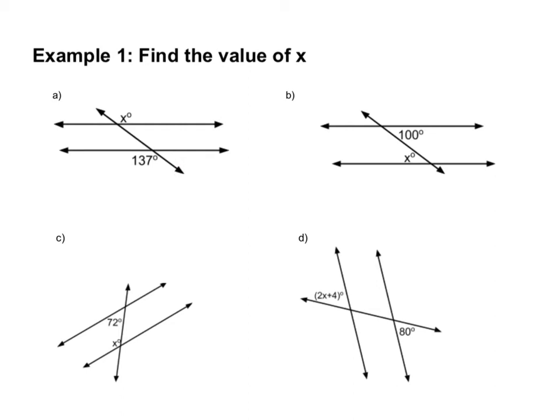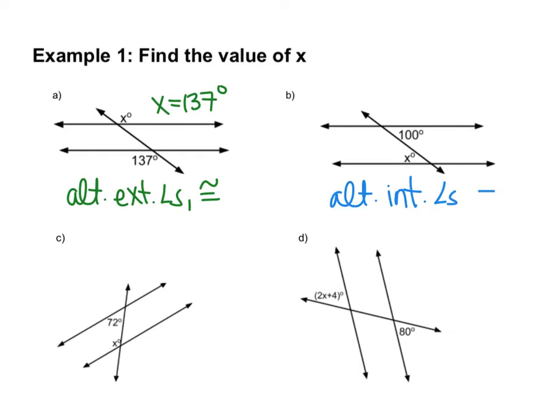So because they are alternate exterior angles, that means that they are congruent, so x equals 137 degrees. Moving on to problem B, we can see that they are still on alternate sides of the transversal, but they are on the interior of the parallel lines. So this relationship is alternate interior angles, which are also congruent. So in this one, there's no work. X just equals 100 degrees.